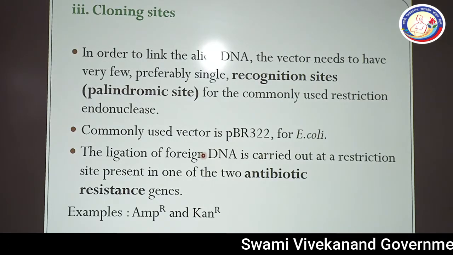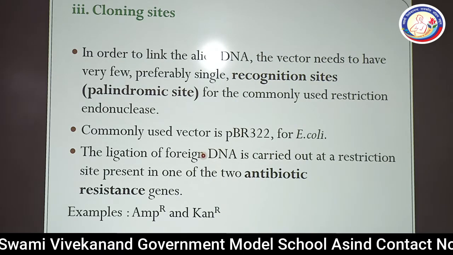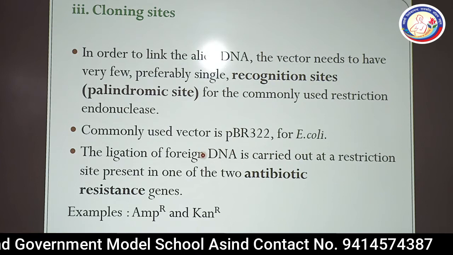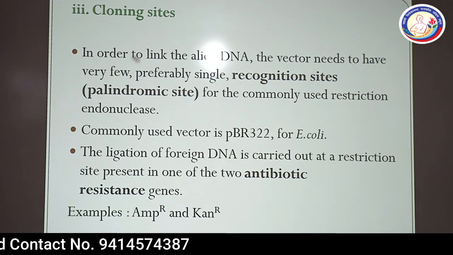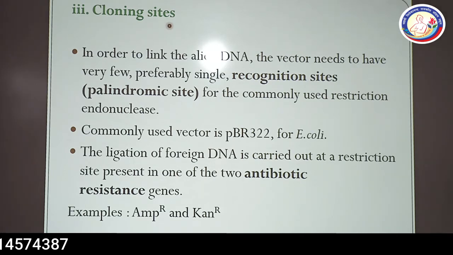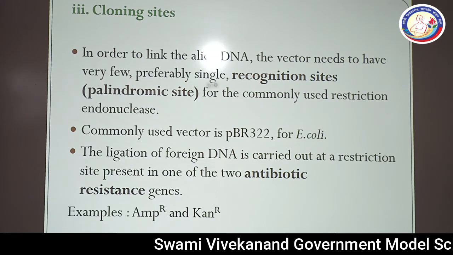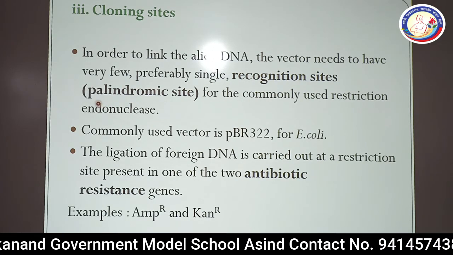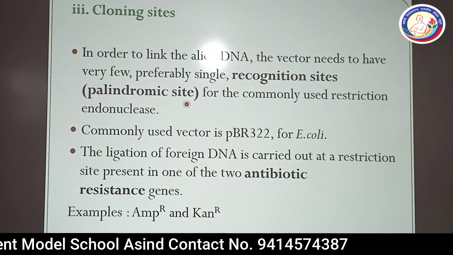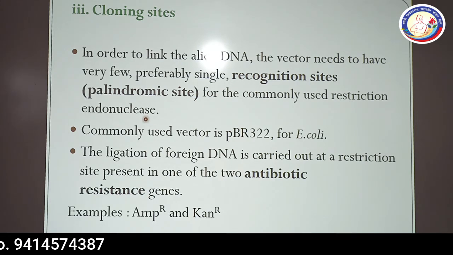The third is cloning sites. As I have discussed in the figure on the board, selectable markers can be used as a site of cloning. In order to link the alien DNA, the vector needs to have very few, preferably a single, recognition site, and this site must be a palindromic sequence for the commonly used restriction endonuclease.